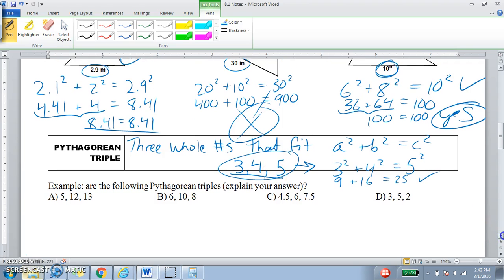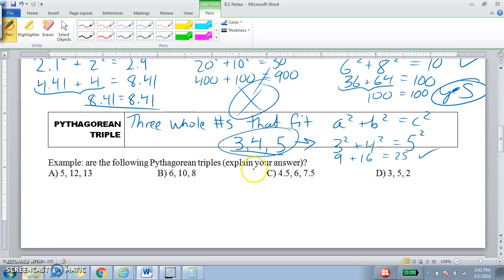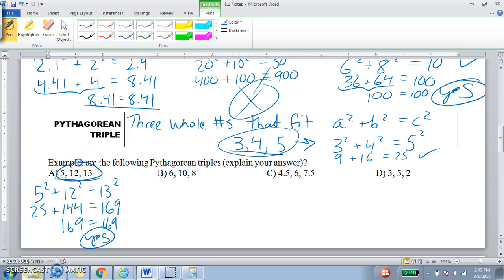So these examples are asking, is this a Pythagorean triple or not? Start with 5, 12, and 13. 13 is the biggest, so that one has to be c. So we have to check if 5 squared plus 12 squared equals 13 squared. 5 squared is 25, 12 squared is 144, 13 squared is 169. If I add 25 and 144, I do get 169, so yes, this is a Pythagorean triple, 5, 12, and 13.